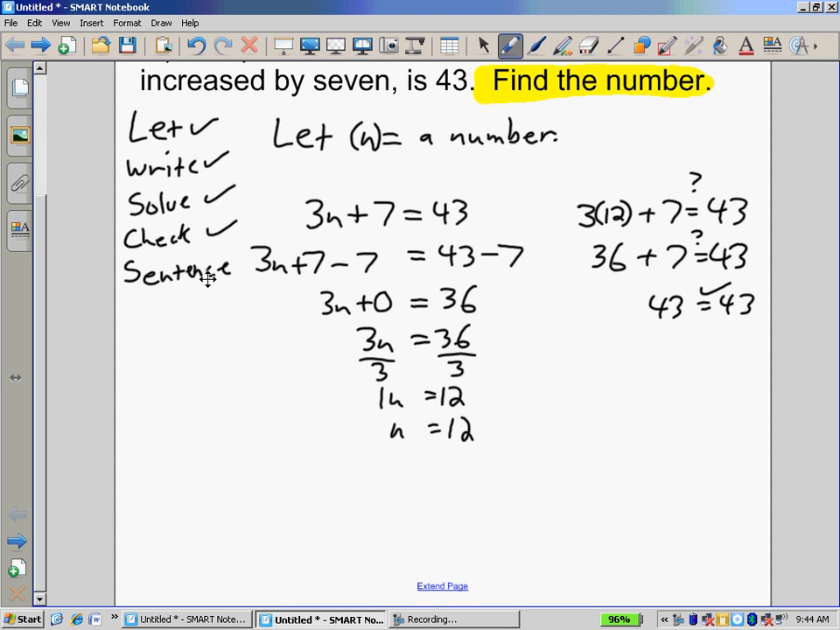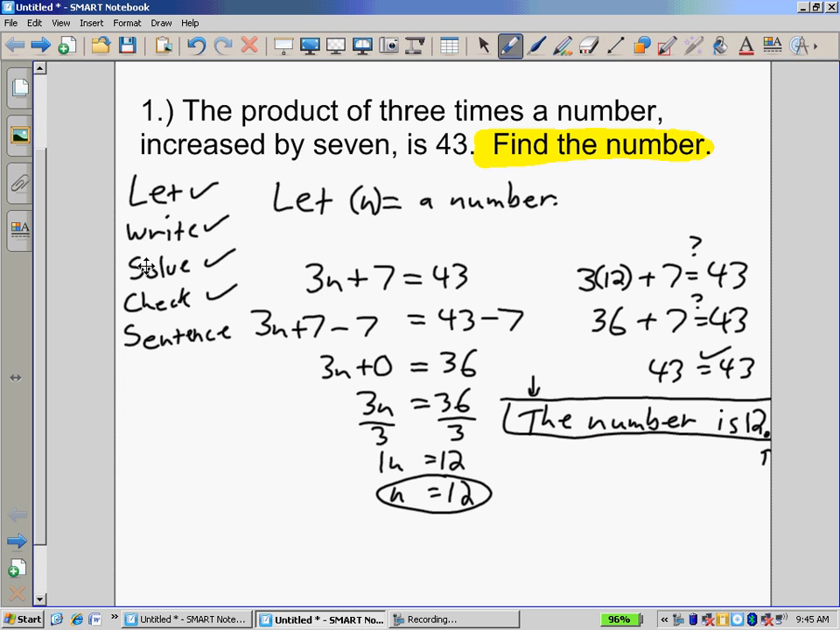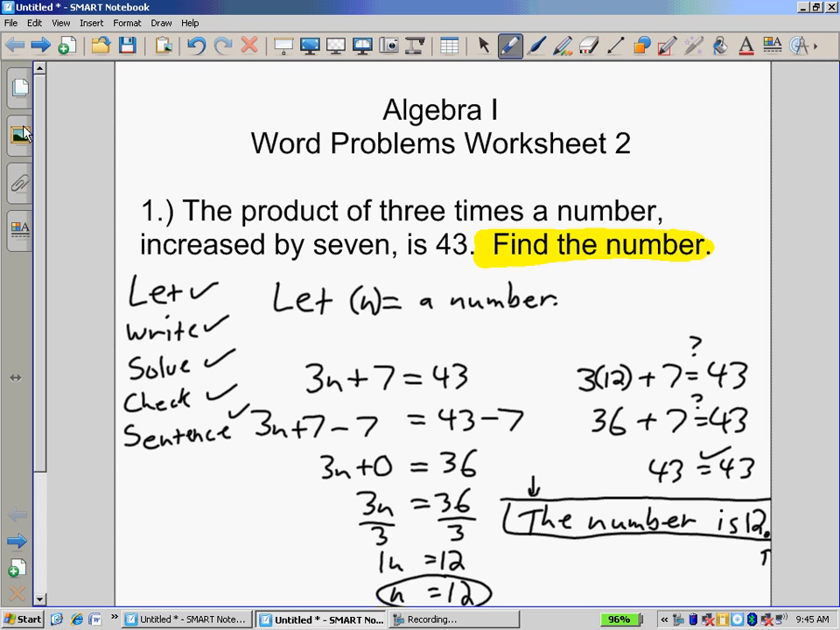So I've checked. Now I'm going to write a sentence. Now I have to make sure that I've answered their question. They said find the number. Well, the number is, now is it 43? No, it's very easy to do, very common mistake. Go back to this one. The number is 12. Make sure that you have a capitalized first letter and punctuation. So let, write, solve, check, and sentence. And we're ready to go. Let's try another one.